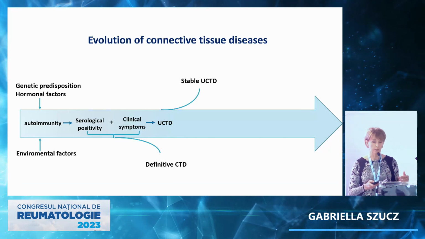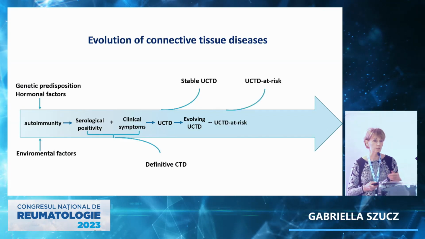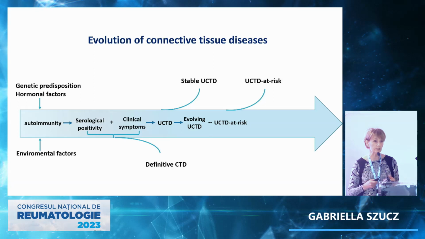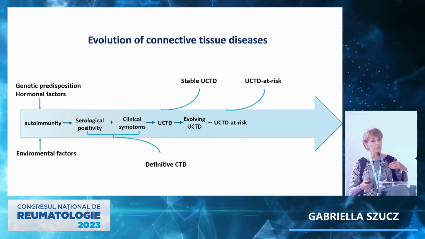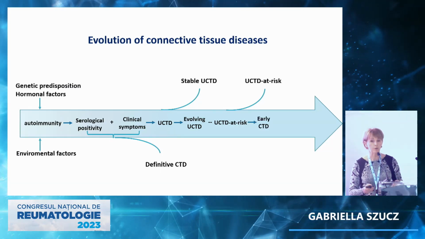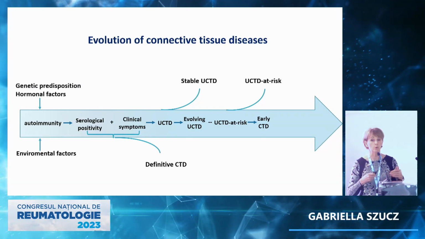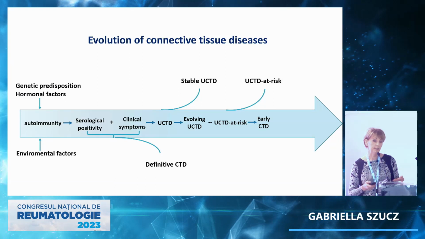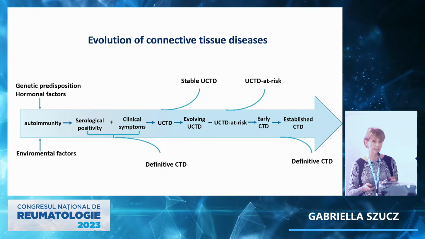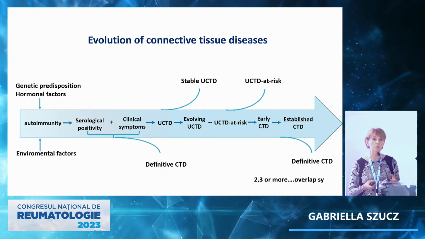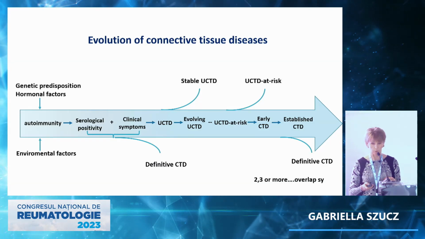And one part of the patients will evolve further, and these patients are so-called at risk for some specific connective tissue disease, and further progression will make the development of an early or pre-connective tissue disease, and after all, the definite connective tissue disease. And we see that two or more connective tissue diseases can overlap with each other also.